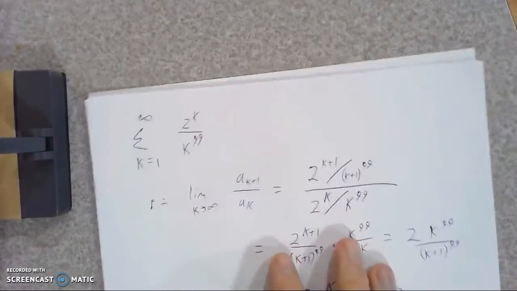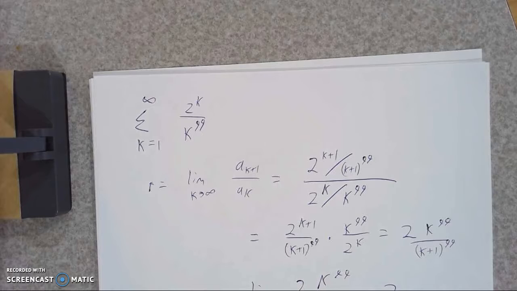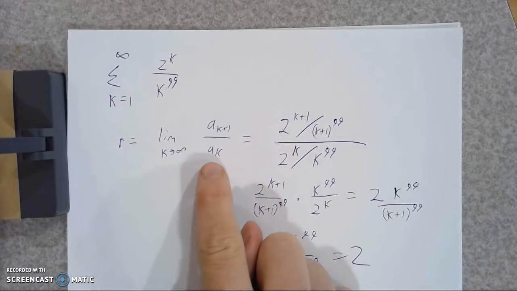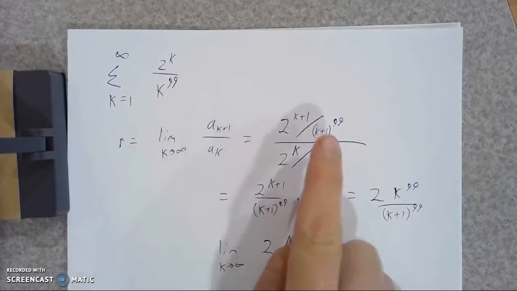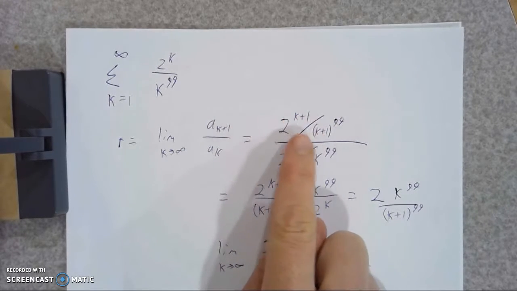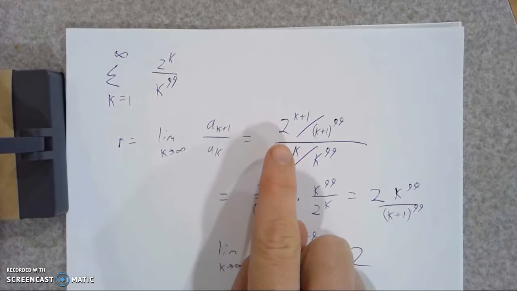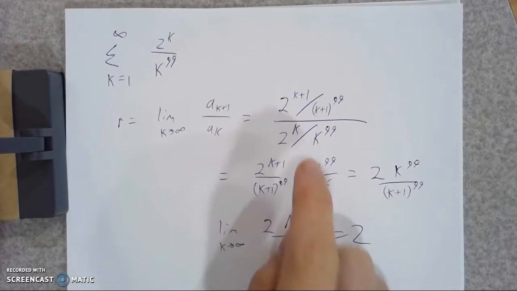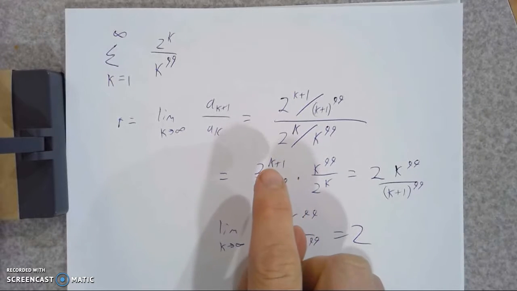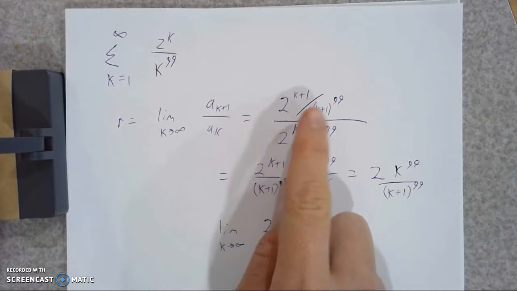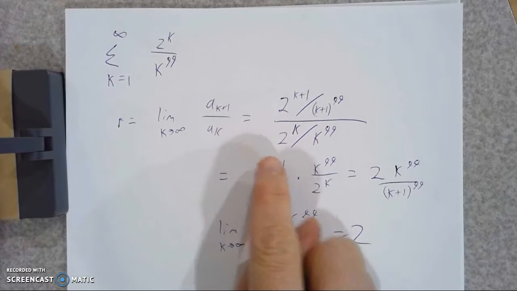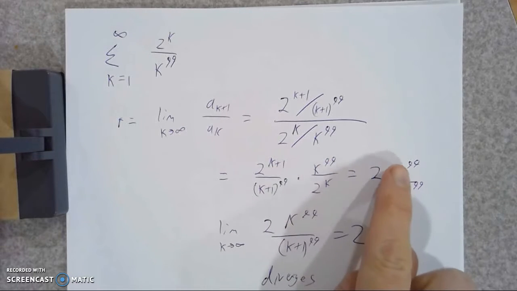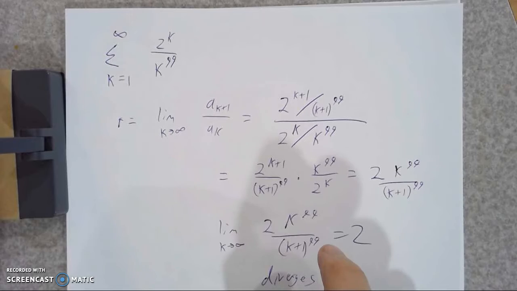Now this one we could actually do with the integral test, but it would be much more painful. I'm doing the same thing. We're going to look at a_(k+1) over a_k, and the limit as k goes to infinity. Here that's 2 to the k plus 1 over (k plus 1) to the 99th, over 2 to the k over k to the 99th. Well, as you work that out, I changed this into multiplication by the reciprocal. And as you go across, you end up with a 2 left over, and then k to the 99th over (k plus 1) to the 99th.